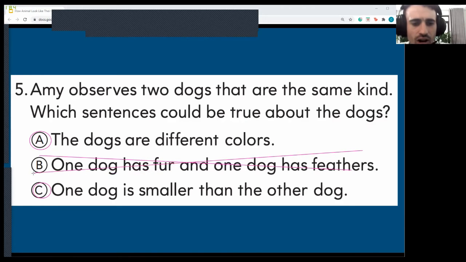A and C are correct. The dogs could be different colors, and one dog could be smaller than the other dog. Okay. Many animals will have different size adults. Some adults are big, and some adults can be small. And there's adults all in between. Okay, it's just like humans. There's some really tall people, and there's really short people. Okay, even when you see adults. I'm sure all of you have seen a super tall adult.